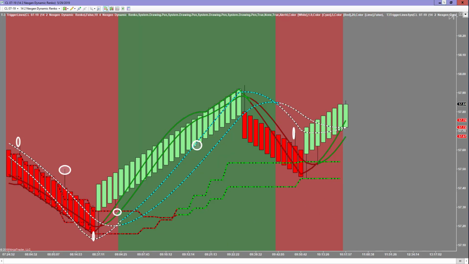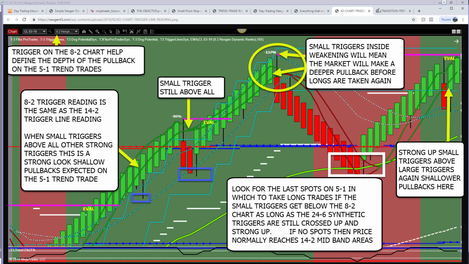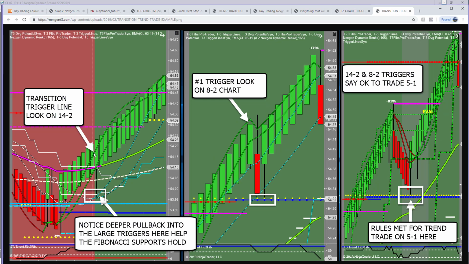If you're in a situation where it's horrifically obvious that your large chart, 14-2 chart says it's okay, your 8-2 chart says it's okay, you're going to do that trade. I mean, this is really the number one possible look that we have. Agreed? All three charts aligned, saying the same thing. What would you guys say?